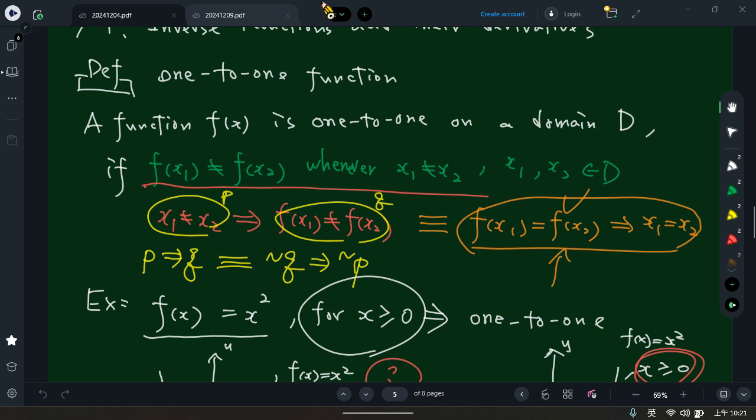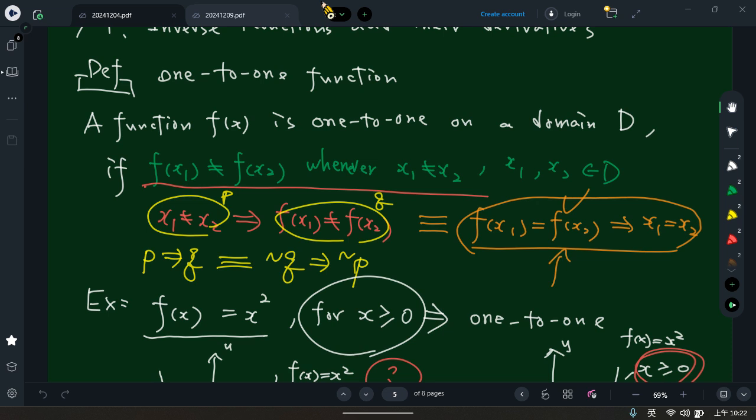In case f of x1 is equal to f of x2, we must have x1 is equal to x2. So even though the formal definition is just like this one, we are more likely to use this rule to check if the function satisfies the property of one-to-one. Okay?